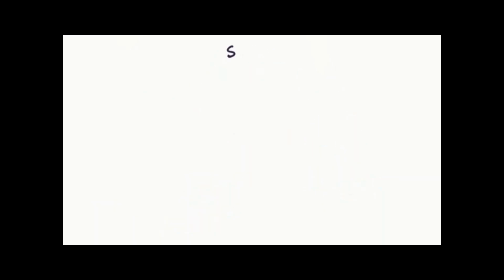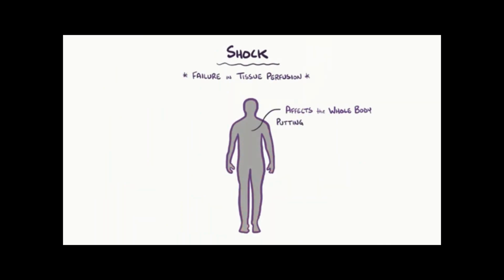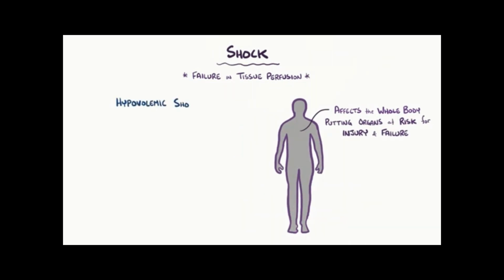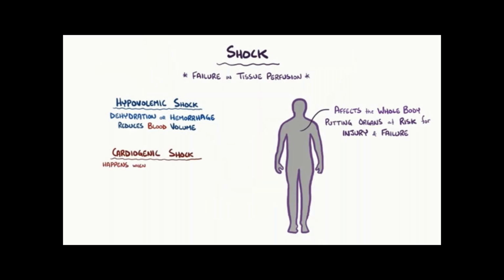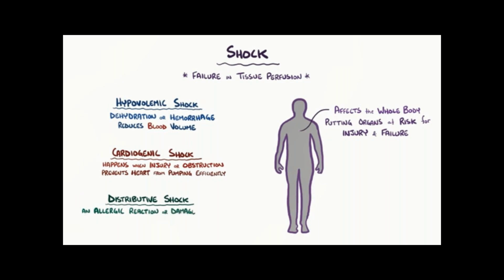All right, as a quick recap, shock is ultimately a failure in tissue perfusion, and it affects the whole body, putting tissues and organs at risk for injury and ultimately organ failure. Hypovolemic shock happens when dehydration or hemorrhage reduces the volume of blood in the blood vessels. Cardiogenic shock happens when a direct injury like a heart attack or an obstruction like a pericardial effusion prevents the heart from pumping blood efficiently. Distributive shock happens when something like an allergic reaction or damage to the nervous system, called neurogenic shock, causes the blood vessels to vasodilate and become leaky, which reduces the resistance and lowers the blood pressure.